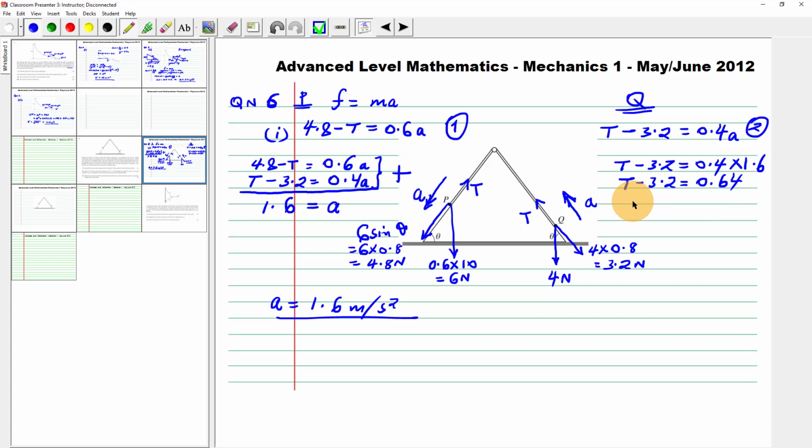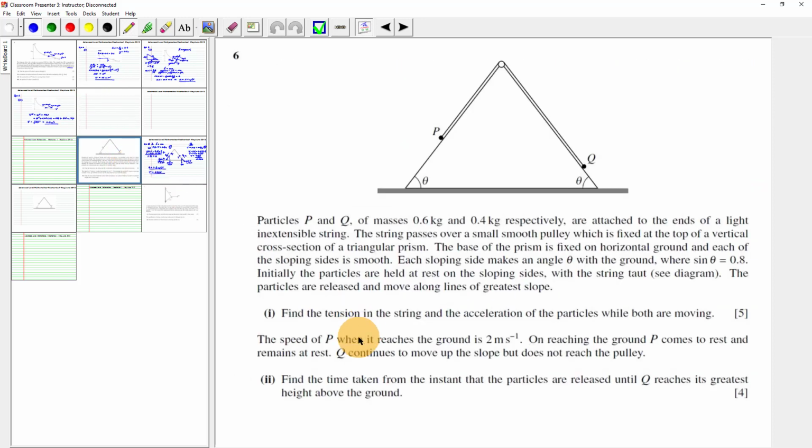So T minus 3.2 is equal to 0.64. So T will be equal to 0.64 plus 3.20, and I'm going to get 3.84 newtons. So the value of the tension in the string will be 3.84 newtons. And that is how part 1 of that question is solved. Let's go to part 2.